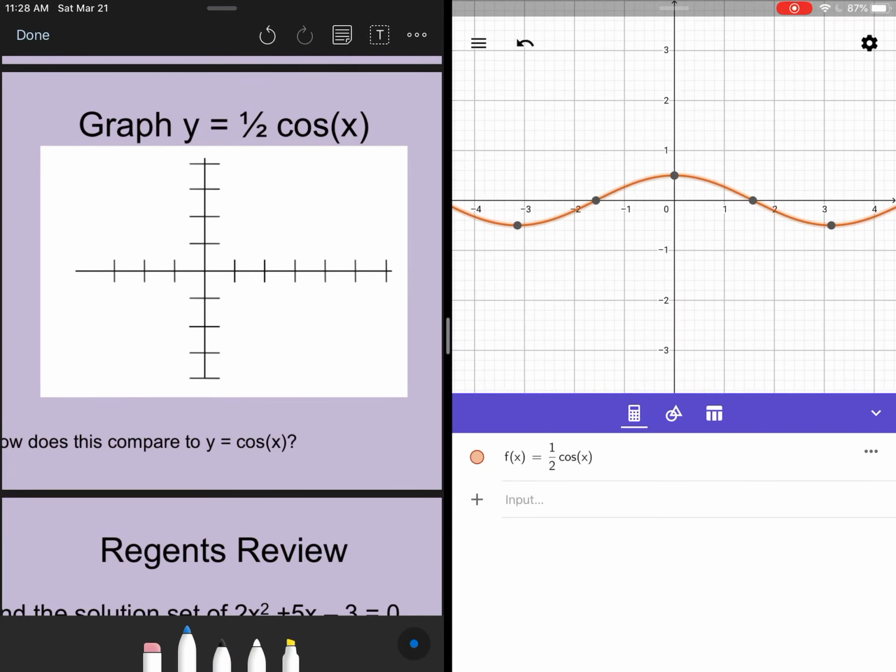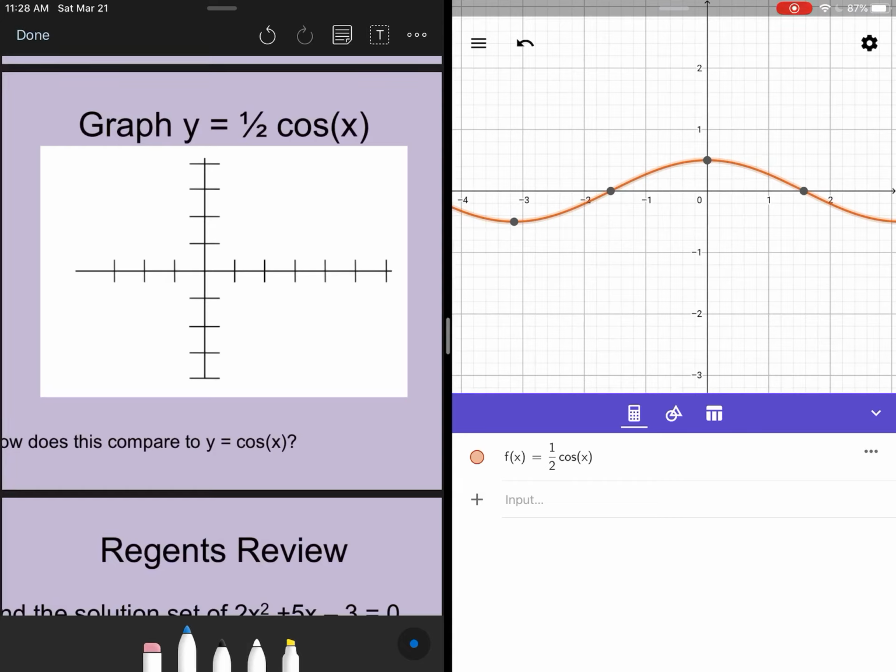Okay, same thing, only it's becoming a little bit less, not as steep. There we go. So let me just label this real quick. 1/2, 1, and up here we have 2. This is 1. This is 2. Pi over 2, pi, 3 pi over 2, 2 pi, -2 pi. Okay.